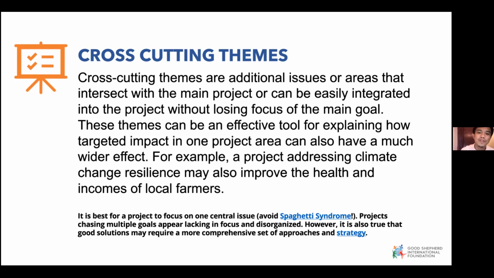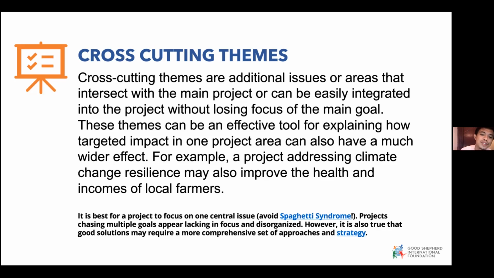But then, remember, don't lose focus when answering cross-cutting themes. You don't have to create activities just for cross-cutting themes. It's just an iteration of how your project also solves other things or relates to other issues. So for example, a project addressing climate change resilience may also improve the health and incomes of local farmers. Or very specific, for example, if our project is a sanitation project in a rural area, we have to identify how does this project on sanitation also improve the educational outcomes of children in that area. So you don't have to create additional activities. It's just that, in a greater scheme of things, how are we interrelated to other social issues?